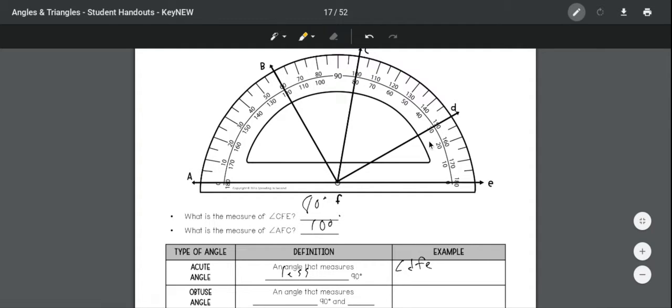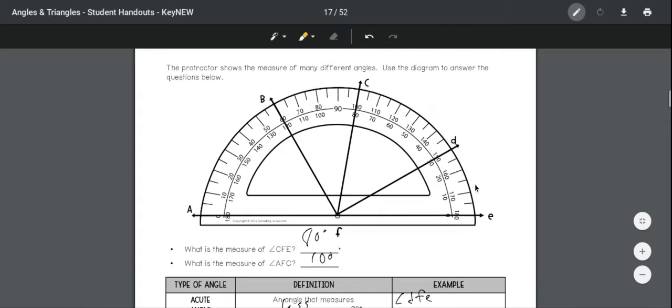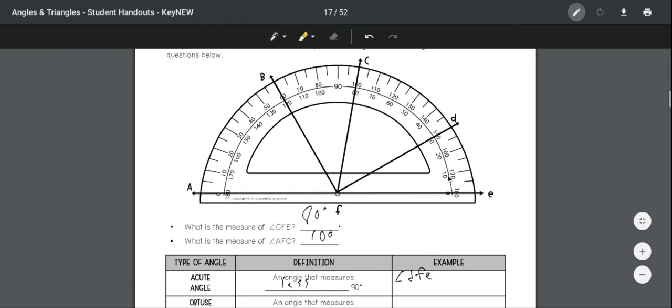Okay, we got angle, let's see here, EFC, and that's 80 degrees. So you could write that down, EFC. It's hard for me to write with this thing, so I'm not going to write them. That's the angle symbol. Okay, and then we got AFB. That would be 60 degrees.